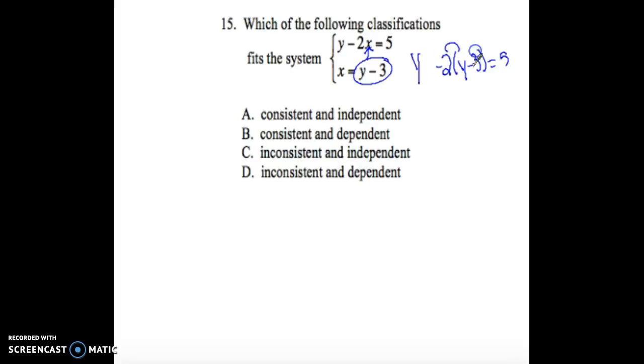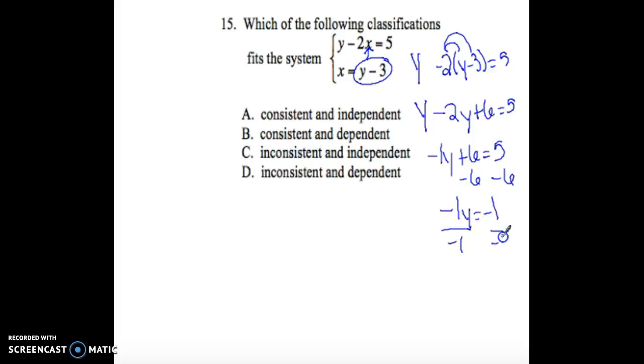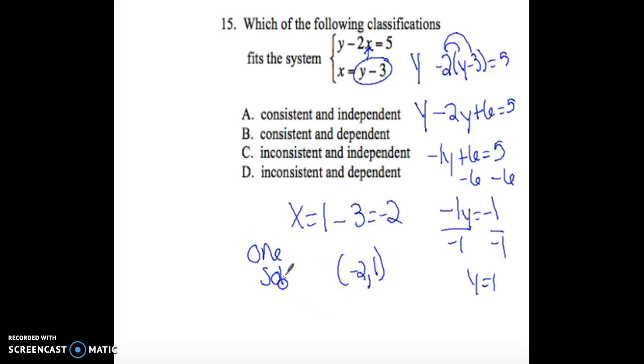I'm going to distribute my -2, and I get y minus 2y plus 6 equals 5. Y minus 2y is -1y plus 6 equals 5. Subtract 6, subtract 6. -1y equals -1. Divide by -1, and you get y equals 1. Go ahead and substitute that in. X equals 1 minus 3, which equals -2. So you get the ordered pair -2, 1.